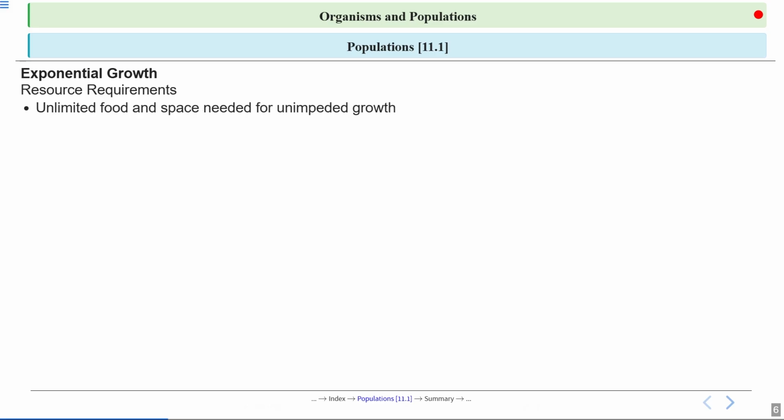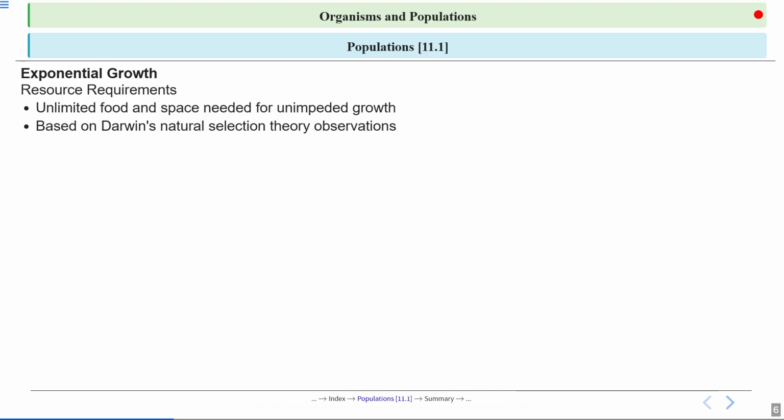Now, if there is unlimited food supply and unlimited space, then the growth will be exponential. So unlimited food and space are needed for unimpeded growth. The population will increase rapidly when resources are unlimited, when the space is unlimited, and there is no competition.